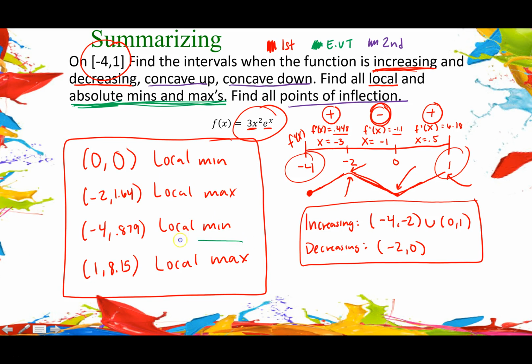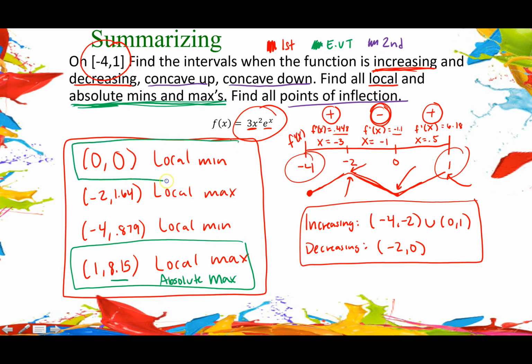In this case, right here, this is going to be our absolute max. And the reason why is that 8 is bigger than all other numbers. Our absolute min is actually going to be this point right here. So this is our absolute min. And that's because that 0 is smaller than both of those two numbers right there. All right, so we're done with both the first derivative test and the extreme value theorem. Now let's go ahead and talk about the second derivative test.